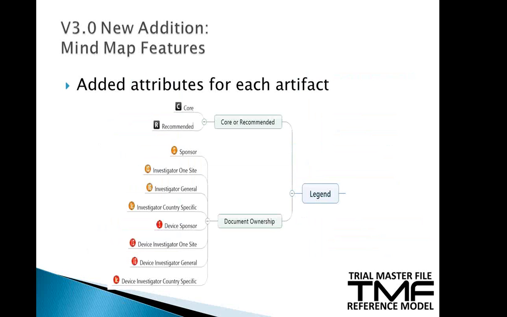And for every single artifact, what was added was a whole bunch of attributes. So for example, whether it was core, recommended, sponsor, investigator, device, etc. Now, obviously some of this will change because the reference model itself has changed. But what you can see then is by tagging the document, the actual artifact type, and now of course there'll be sub-artifacts as well, you're effectively getting a way of building up information.